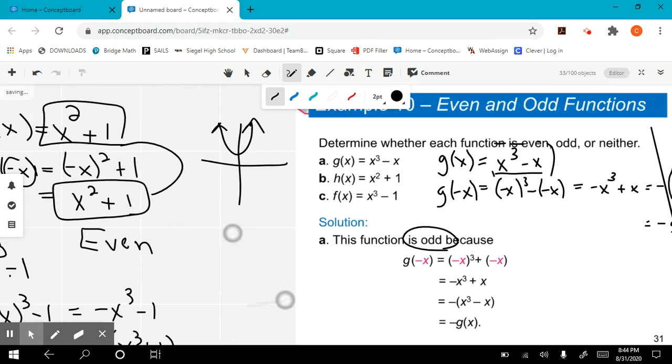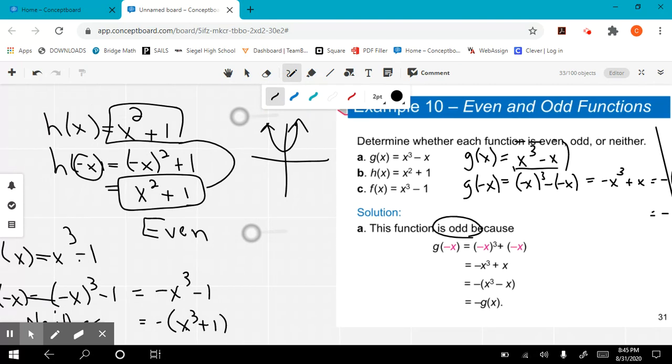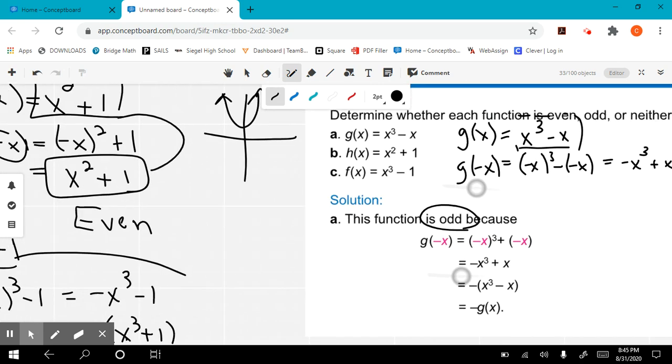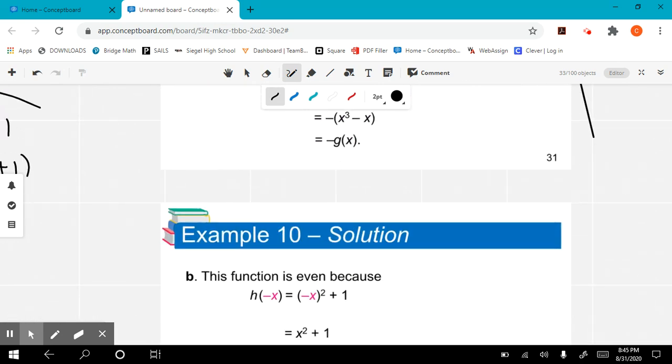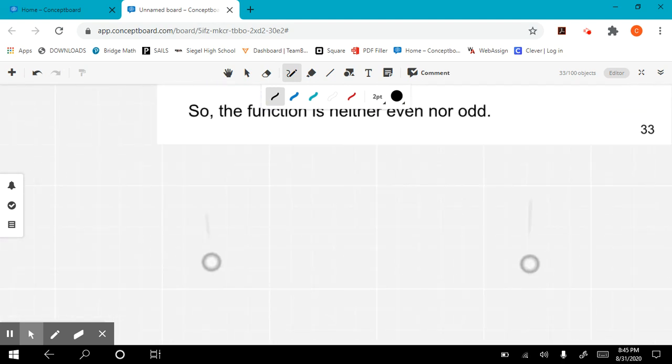Right? So if I substitute in negative x and I get the negative of what I started with, that's when it's odd. If I substitute in negative x and I get the exact same thing I started with, that's even. And then if I substitute in negative x and I get something that does not match up to the original or its negative, this is neither odd nor even. All right. So that's just an explanation of that. And I think that is all we have.